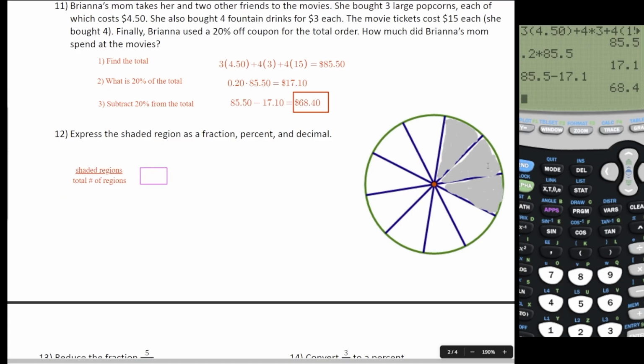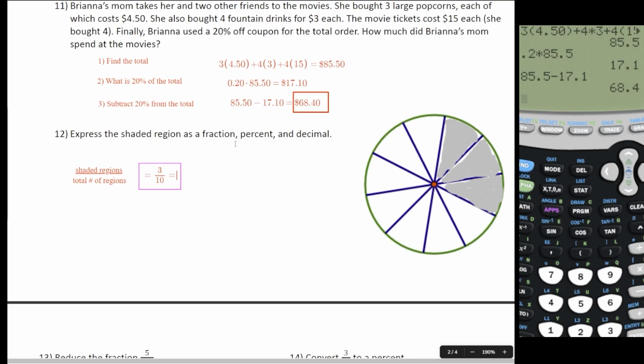All right, so we can just count these. We've got 3 shaded regions out of a total of 1, 2, 3, 4, 5, 6, 7, 8, 9, 10. Is that right? Wait, 1, 2, 3, 4, 5, 6, 7, 8, 9, 10. Yeah, so 3 out of 10. So we've expressed it as a fraction, and now we want to express it as a percent and a decimal.